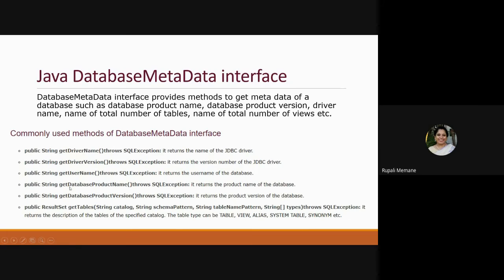Then I want to know what the product name is. So getDatabaseProductName, returning a string, returns the product name of the database. Then getDatabaseProductVersion. What is the version of the product? Again a string, it returns the product version of the database.